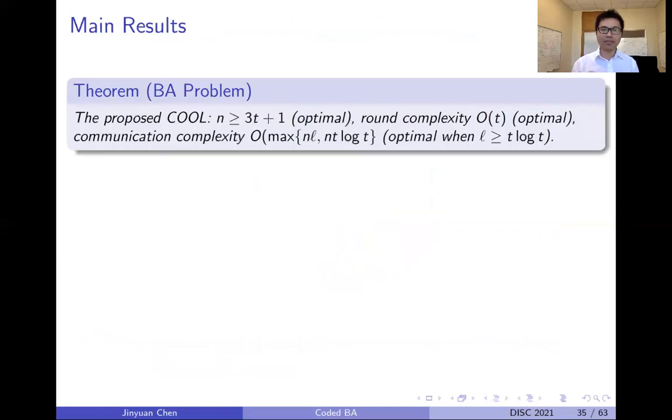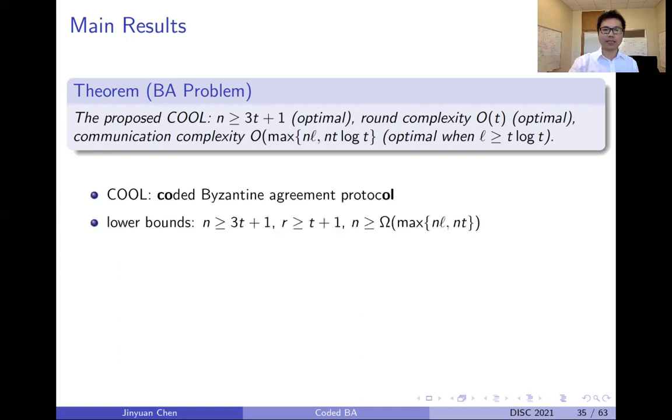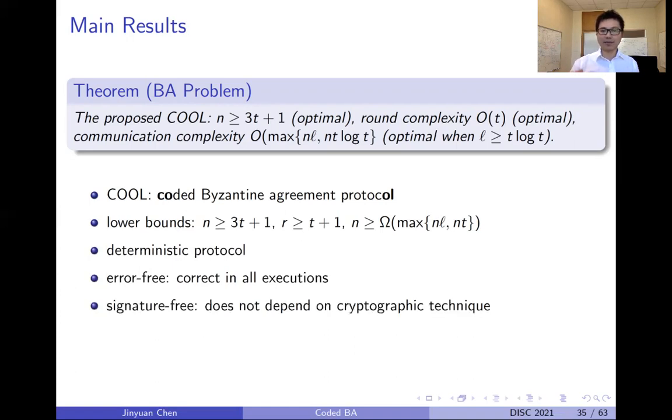For the multivalued BA problem, this is our main result. It says that the proposed protocol achieves the optimal resilience, optimal round complexity, and the optimal communication complexity when the message size is bigger than or equal to T log T. Our protocol is a deterministic protocol. It is correct in all the executions, and it does not depend on authentication techniques. Furthermore, it is secure against the computationally unbounded adversary.